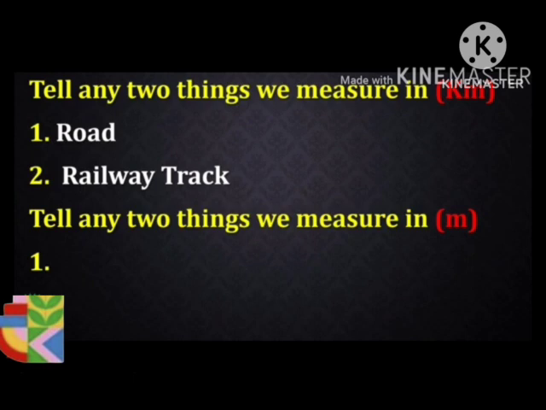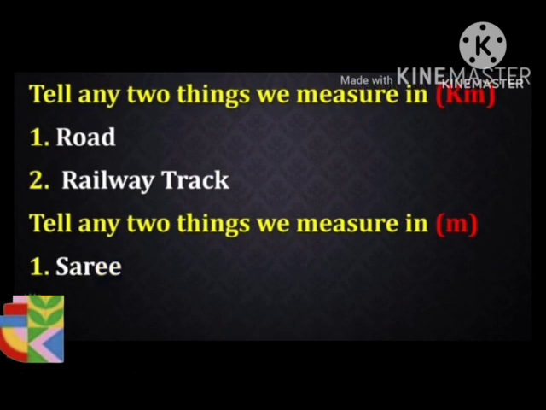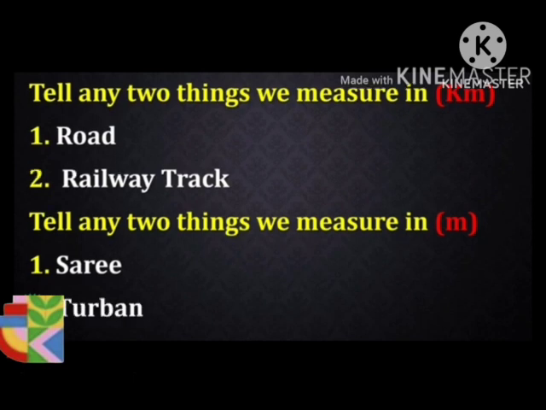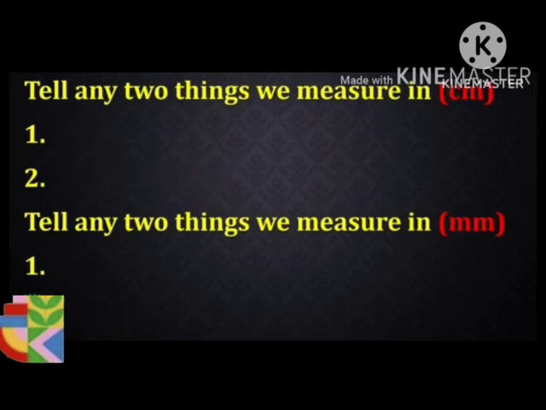Now, two things measured in meters. First is sari. Children, as I have told you, a big piece of cloth that cannot be measured by a scale, and that is not very long like a road. So it will be measured in meters. Second is turban. Why turban? You must have seen your fathers tying a turban. It is very long, but it is not so long that you cannot hold it. So turban is also a big piece of cloth, so we will measure it in meters.